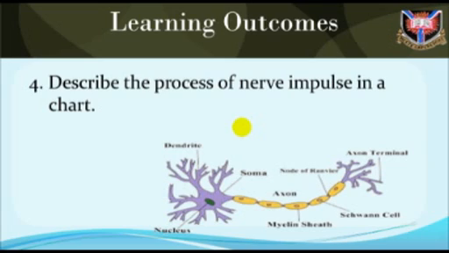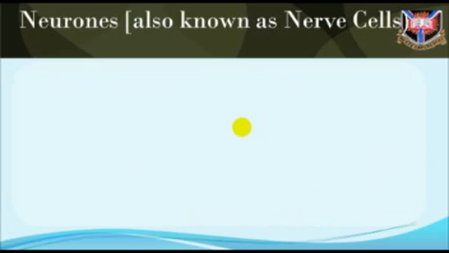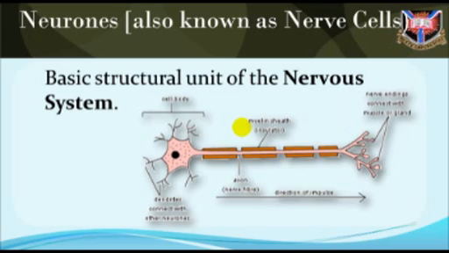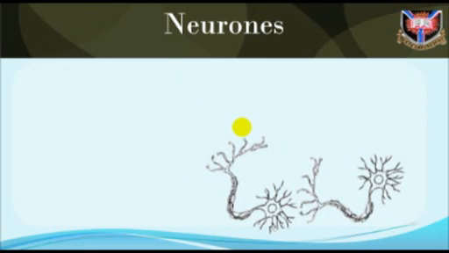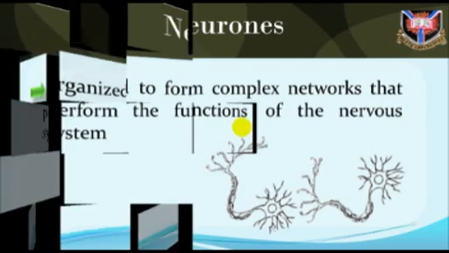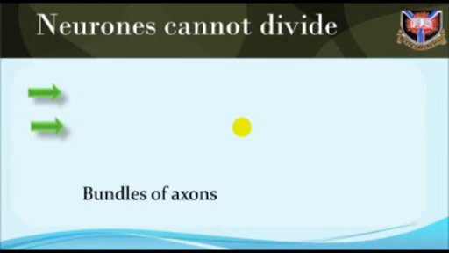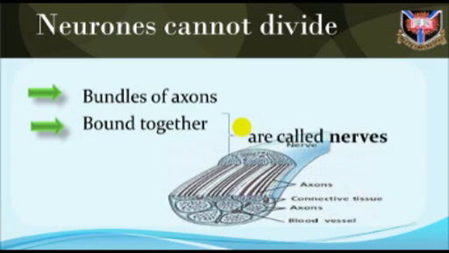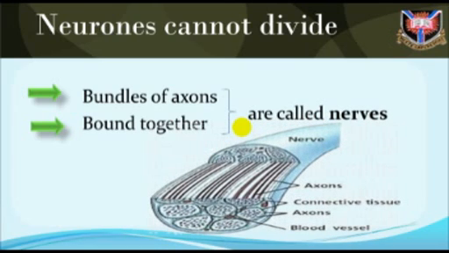Neurons. Neurons are commonly referred to as nerve cells. They are the basic structural units of the nervous system. They are organized to form complex networks that perform the functions of the nervous system. Neurons cannot divide. Each neuron consists of a cell body and its processes, one axon and many dendrites. Bundles of axons bound together are called nerves.